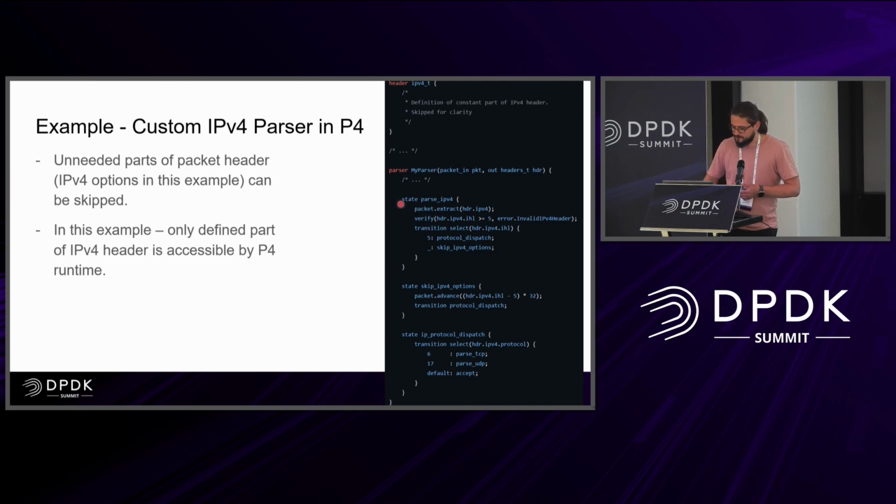We can only look at the parts we are interested in, and skip the rest. In this example, when we reach the parse IPv4 state, we extract the basic IPv4 header, and then based on the header length field in the IP header, we either go directly to the protocol dispatch state, which based on the protocol value will continue, or go through an intermediate step, which, based on the header length field in the IP header, will skip the unnecessary bits for us and will continue from there.